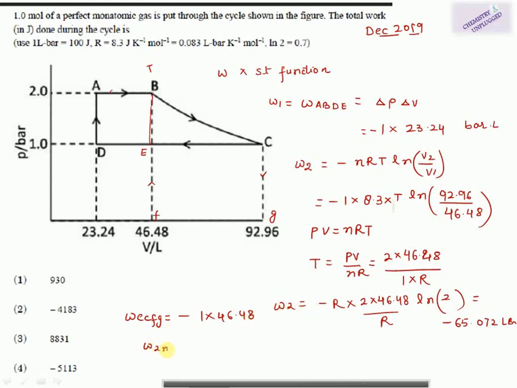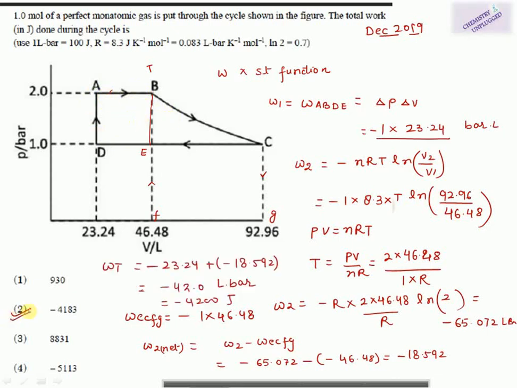Now we will subtract. W2 net is W2 minus WECFG. So this value is minus 65.072. We will place the value with the negative sign here, and this work is also negative, 46.48. So this value is equal to minus 18.592. So this is the work for this BEC curve, and we have this area also. So we will sum up these two. This will be your correct answer.